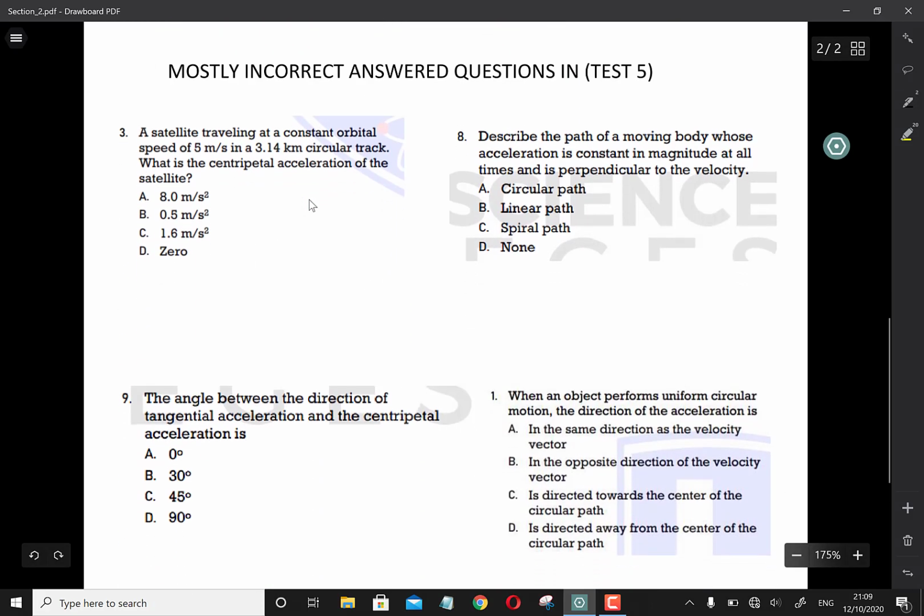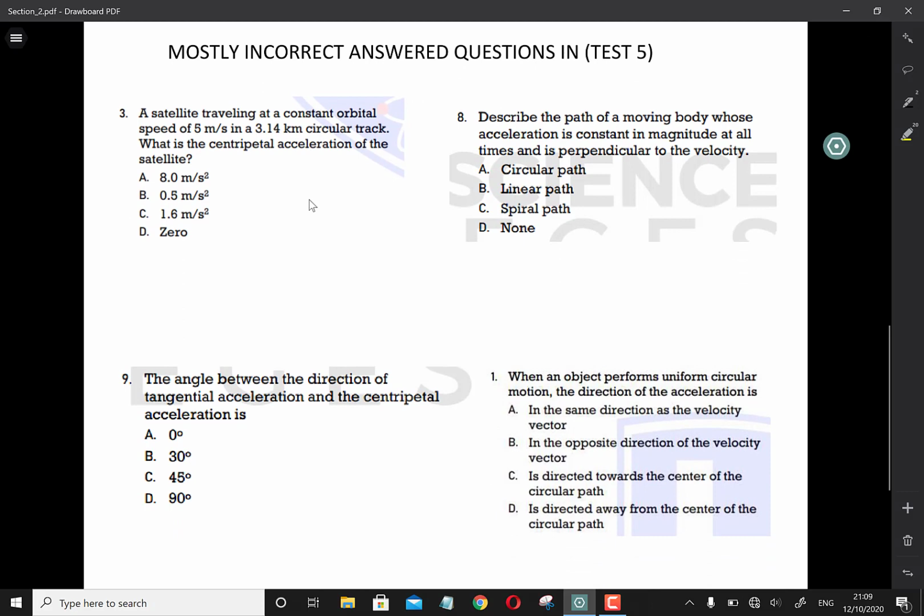Now test number 5, the most incorrectly answered questions. The first one is question number 3. A satellite traveling at a constant orbital speed of 5 meter per second represents tangential speed. Even if it's called orbital speed, look at the unit, meter per second. It is a linear quantity, so it is tangential speed.